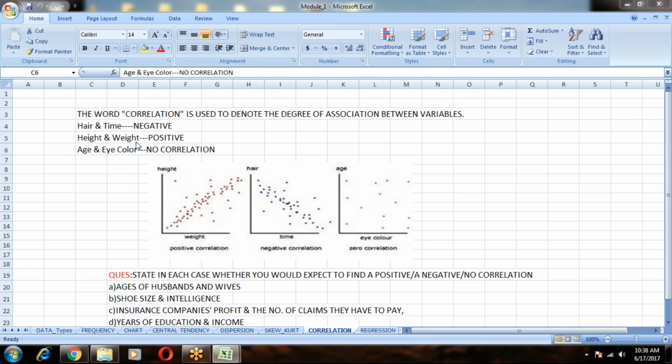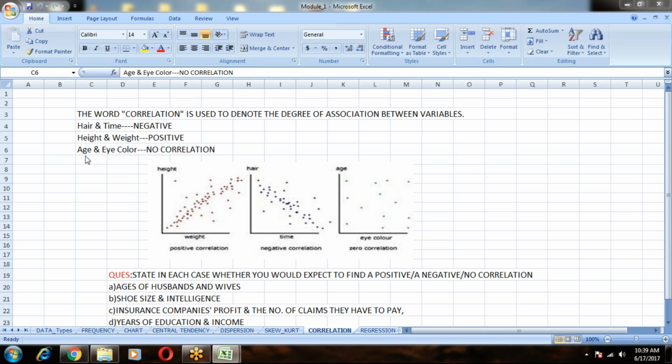Now height and weight. When height is obviously increasing, weight is also increasing, it is expected. Some unnatural exceptions might be there, but we are not going to consider those exceptions. Generally, if height is good, weight should be a standard one, otherwise it will be an overweight or underweight problem.